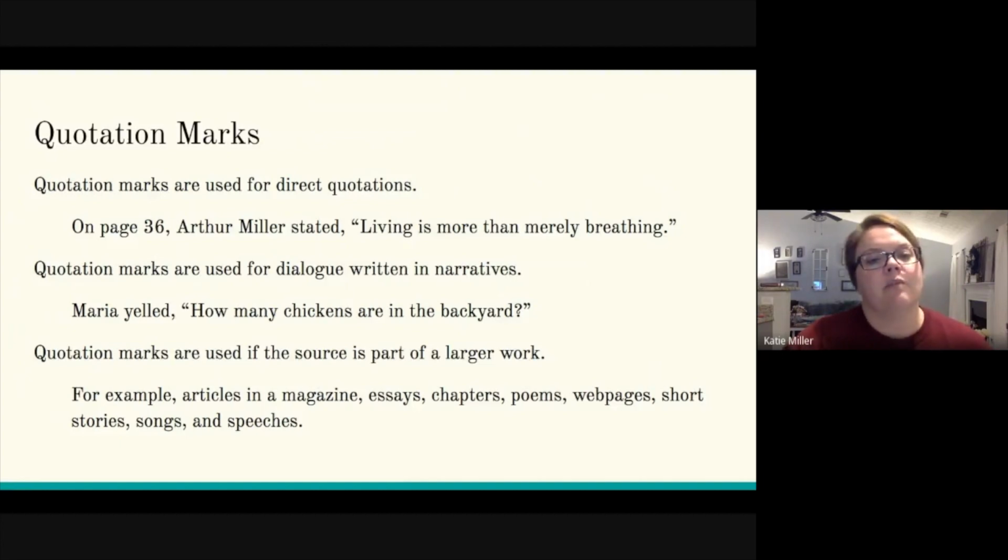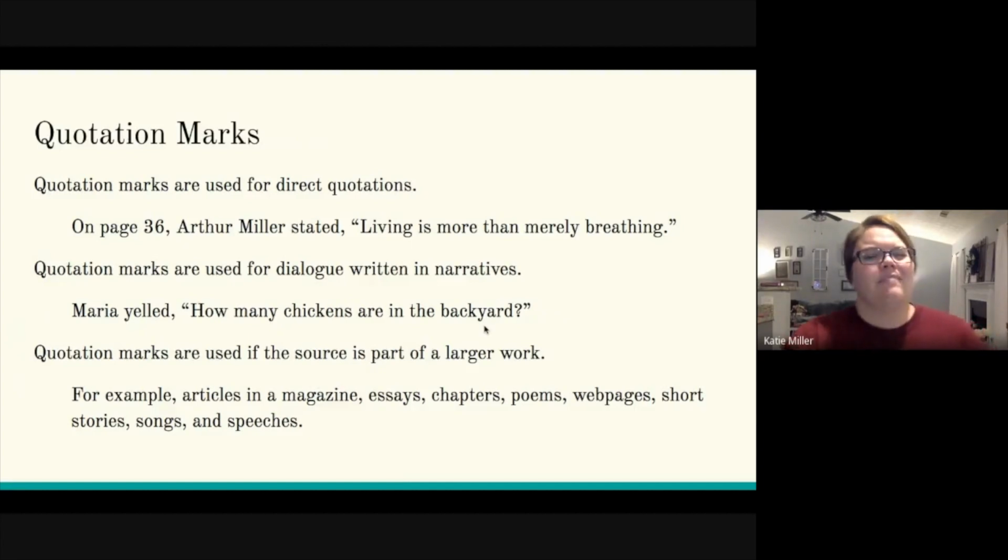You also see quotation marks as they're used in dialogue, written in narratives or stories or fiction. Anything that we read where it has dialogue, you'll also see quotation marks. So again, it's what someone said, right? Maria yelled, "How many chickens are in the backyard?" Okay, so that's pulled from something else. This is what she's actually saying, so we have to use quotation marks.